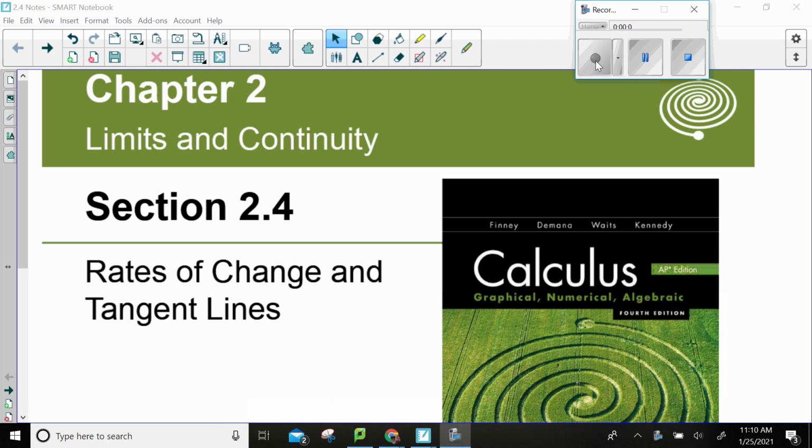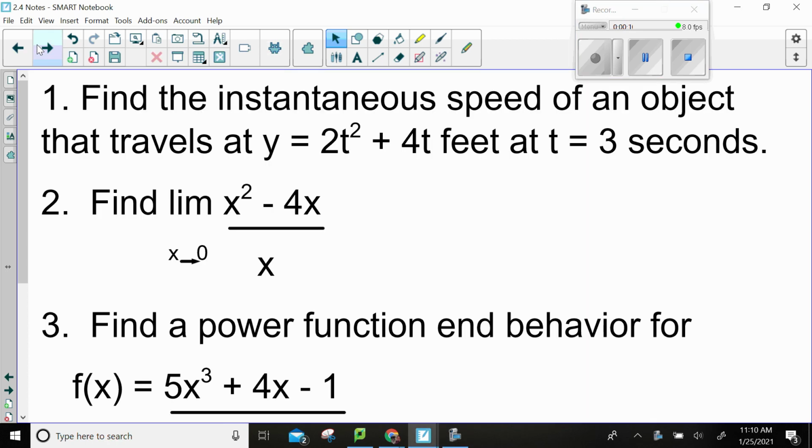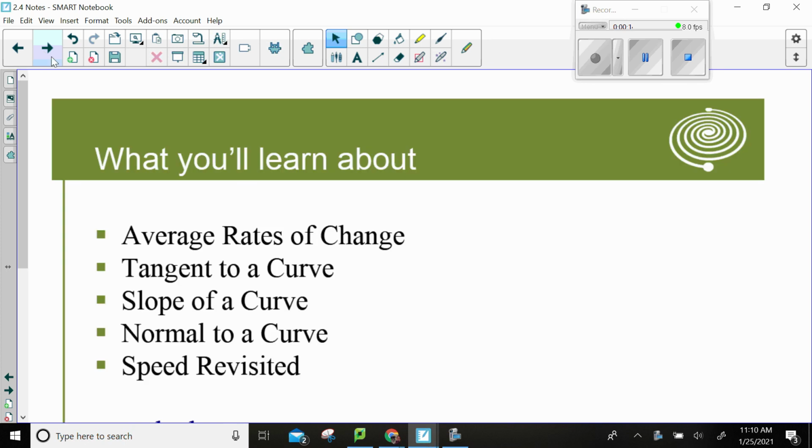Hey there, today we are talking about section 2.4, which is rates of change and tangent lines. So this will be a warm-up that we will do in class. I'm going to skip it and move on. We are going to learn about average rates of change, tangent to a curve, slope of a curve, and then normal to a curve, and then speed revisited.